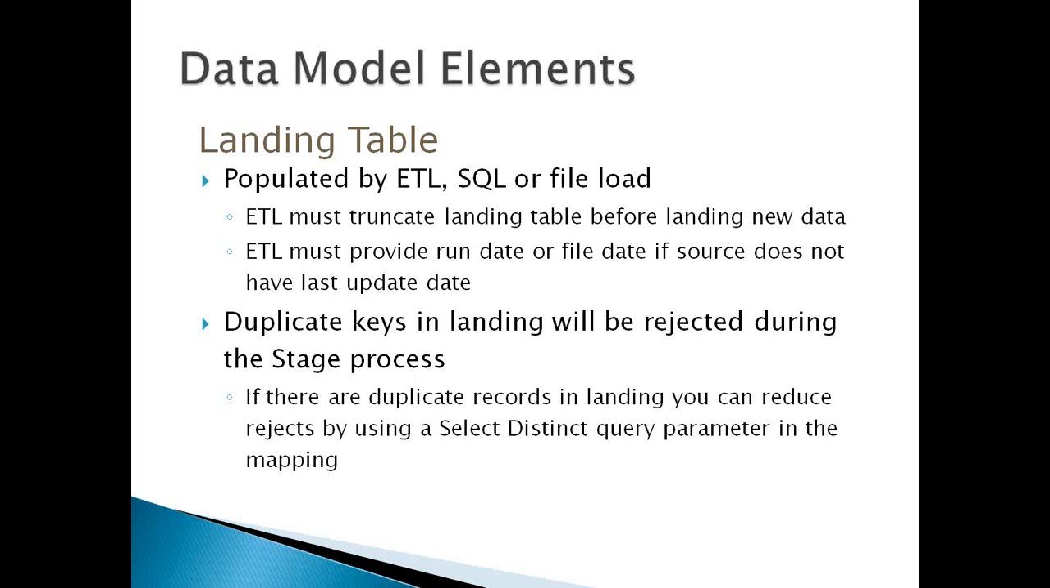And duplicate keys in the landing table will be rejected during the stage process. As I told, we have not yet discussed the staging table; we will be discussing it next. In the staging table, as I told, there is a primary key column. So if there are duplicate entries in the landing table, for example customer ID 1 is present 2 times, then one of the records will get rejected. So that's basically duplicate keys in the landing being rejected during the stage process.